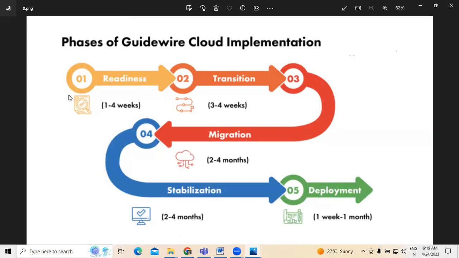Last but not least, in the deployment stage, a post-production support plan and cloud data access strategies are created, wherein support from the providers usually takes a week to 1 month or so. This is how the phases of Guidewire cloud implementation generally proceed.